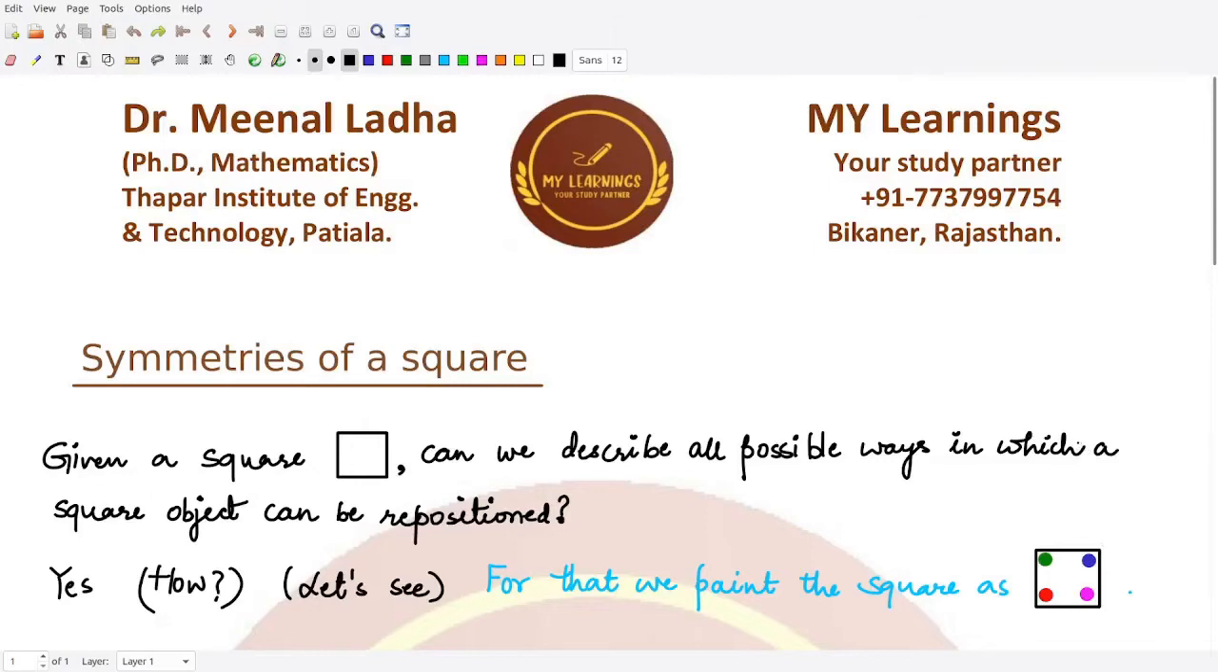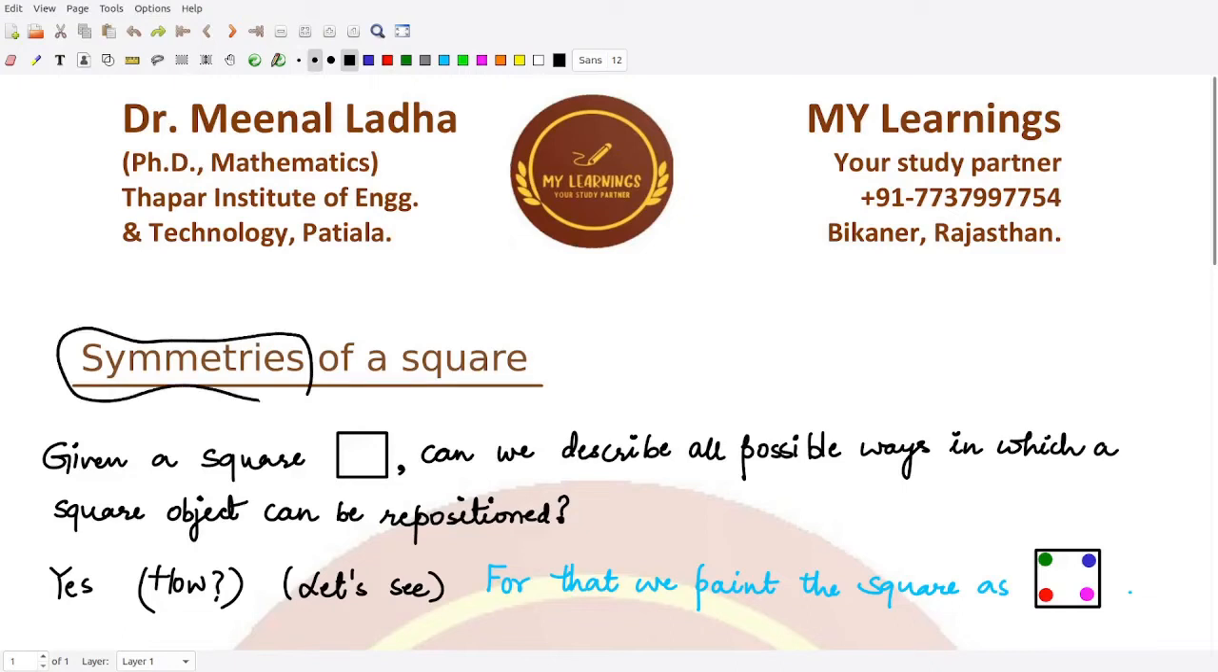In this video we'll be looking at the symmetry of a square. Now you are familiar with the basics for this subject, and now why studying symmetries of a square is important. It is important because the whole of group theory, in fact abstract algebra, is based on symmetries.